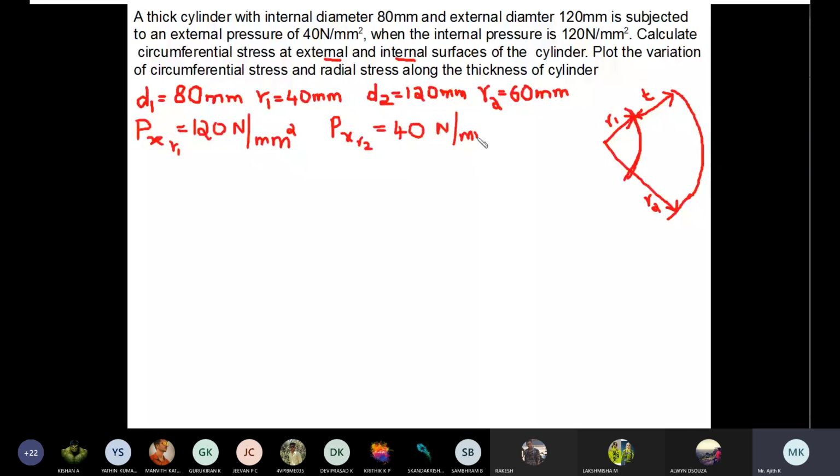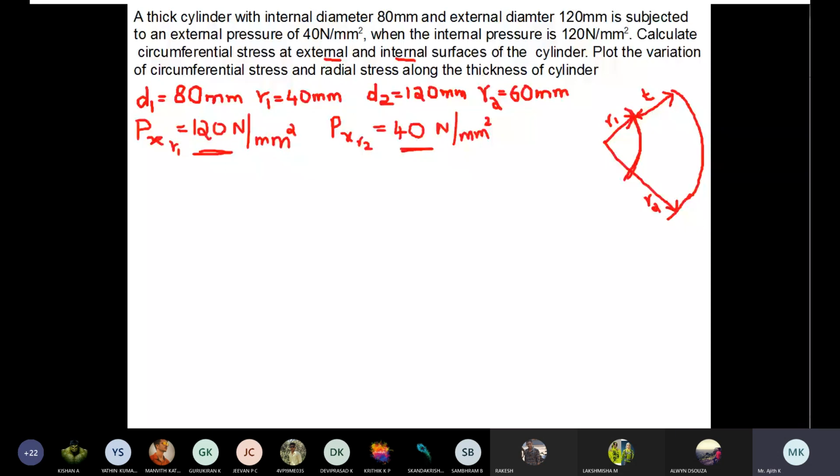In most practical questions, if you consider practical applications, always this internal pressure will be greater compared to external pressure. That is obvious because inside this cylinder, some high pressure fluid will be flowing. So pressure at internal surface will be much greater compared to pressure at outer surface. Usually pressure at outer surface will be atmospheric pressure, but sometimes there will be some extra pressure also because of wind, or sometimes these pipelines will be present inside water. At that time, water pressure will be acting on the outer surface of the cylinder. So these are the given values.